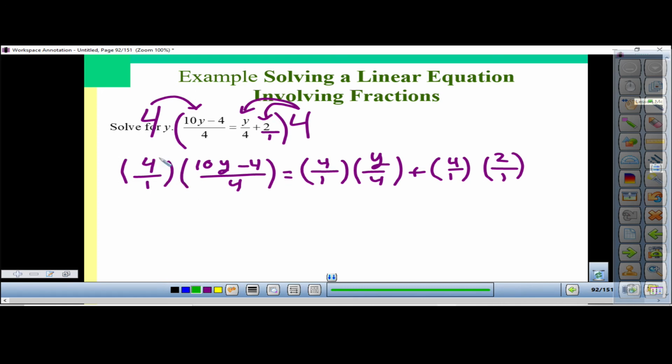So basically, I could look at this. This 4 is going to go bye-bye with this 4. This 4 is going to go bye-bye with this 4. This 4 can't go bye-bye with this 1. It's just 4 over 1, just a 4. So if I were to rewrite this, clean up a little bit, this is just a 1. I've got 10y minus 4 equals 1 times y is y, plus I've got 2 times 4, which is 8.